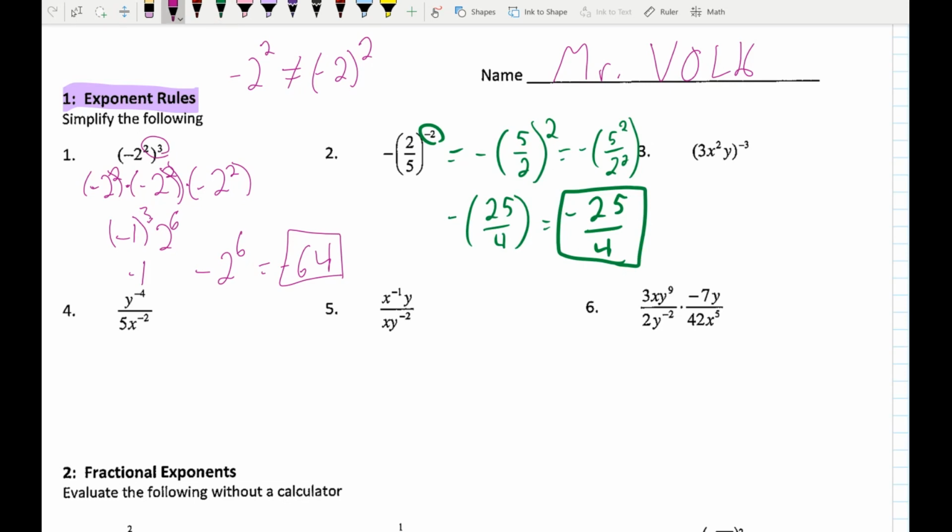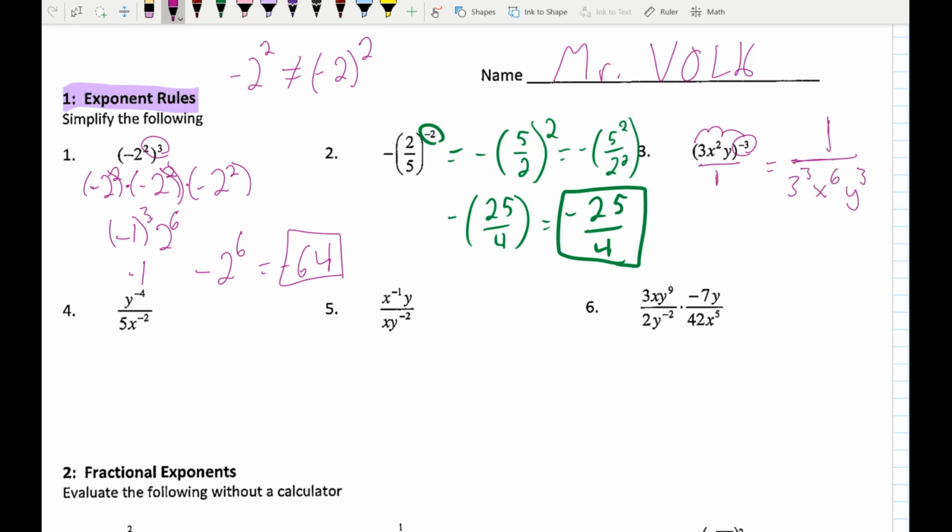Number 3 has a negative. So what about if it's not a fraction? How do we deal with the fact that we have a negative? Well, we go ahead and make it a fraction. So we're going to flip it upside down, and then we're going to distribute that 3 to each thing. So if I do that, I end up with 1 over 3 to the third, x to the sixth, and y to the third.